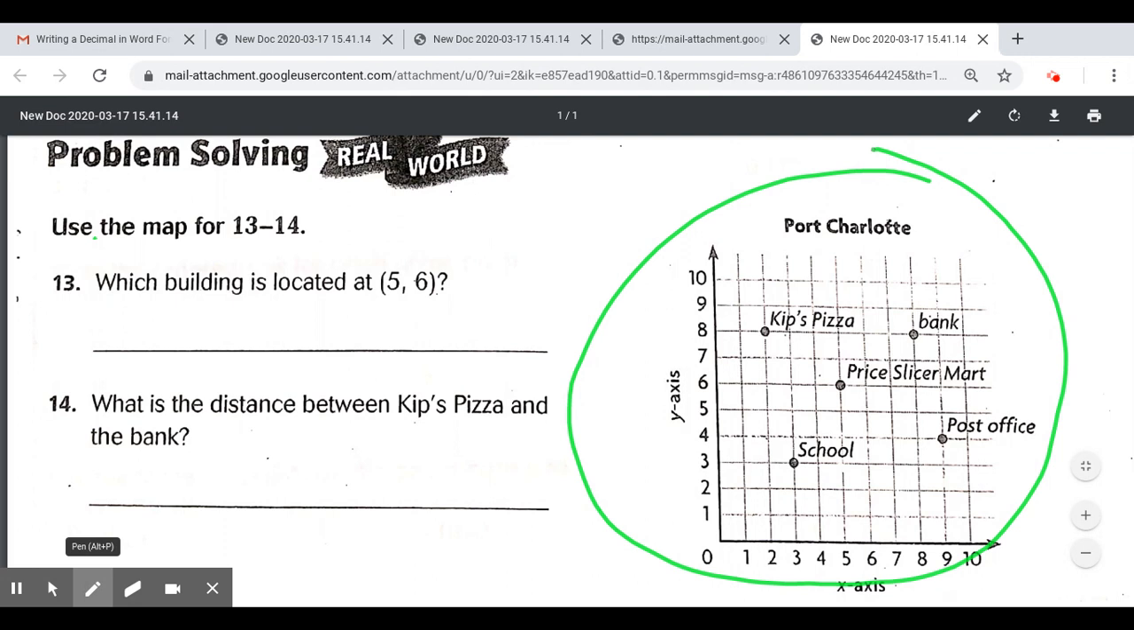I'll help you guys out with that one since we haven't done one like this before. From Kip's Pizza to the bank, all you have to really do is count the squares. I have 1, 2, 3, 4, 5, 6 units of distance between Kip's Pizza and the bank. So that's what I'm going to write here, 6 units. We're using units because we're not clear if that is inches or centimeters. We don't know, so we're going to use our generic term of units. And that's it for page 185.